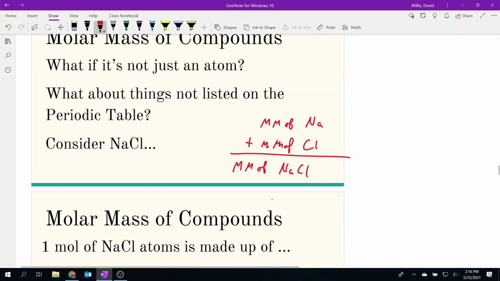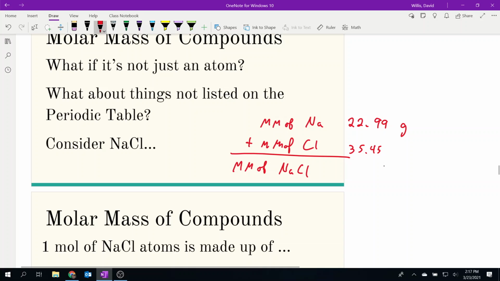So 1 mole of sodium chloride is made up of 1 mole of sodium plus 1 mole of chlorine. 1 mole of sodium is going to be, we said that was calcium. So I think this is going to be 22.99. So let me erase that. All right. So 1 mole of sodium is going to be 22.99 grams. 1 mole of chlorine is going to be 35.45. And that's where I'm stopping.